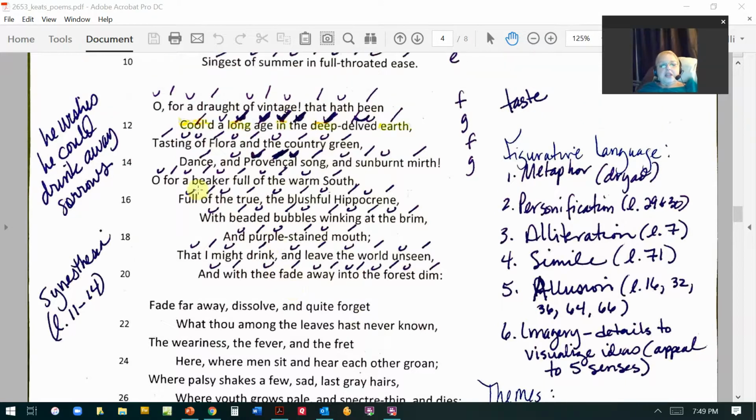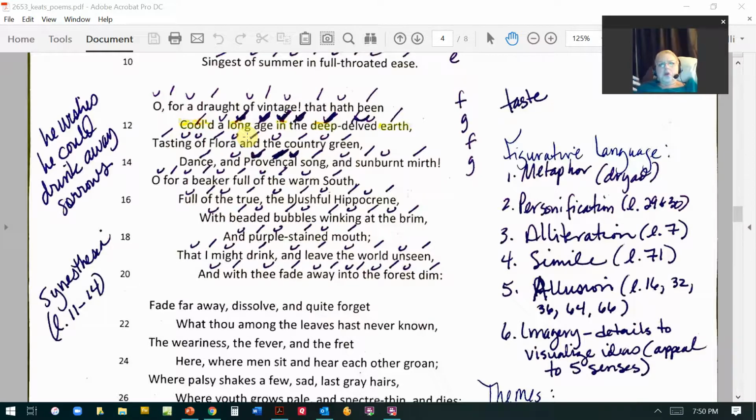So here he is saying, "Oh, for a draught of vintage that hath been cooled a long age in the deep delved earth." So he's asking for wine, and the wine tastes of flora and the country green, dance and Provençal song and sunburnt mirth. So you think that it's tasting, but he's describing it in terms of dance, which is a physical, like a movement, right? So that's more of touch.